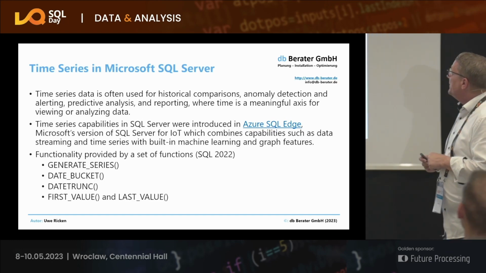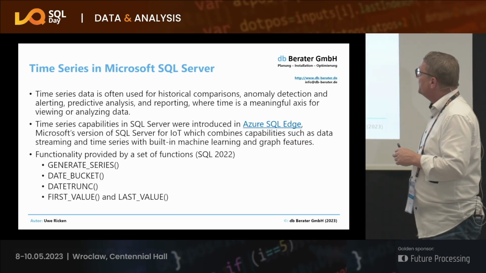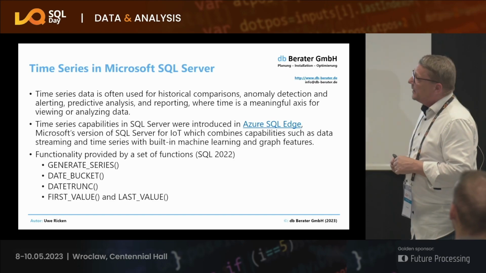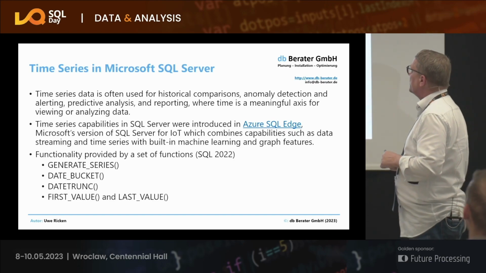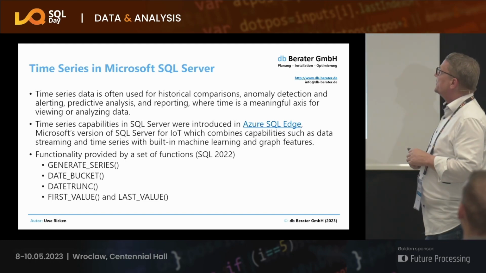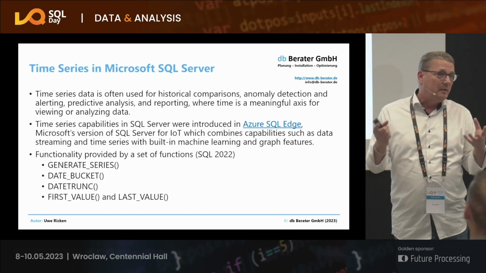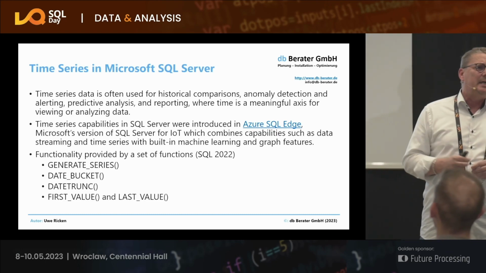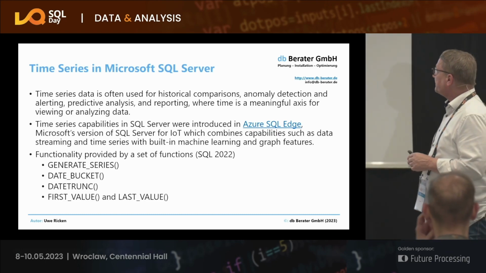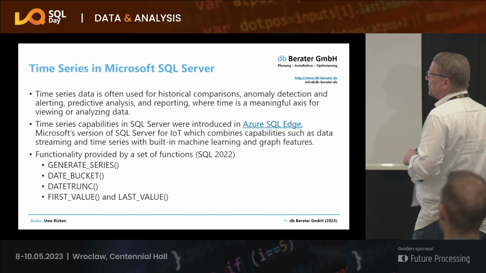However, time series in SQL Server is used normally for historical comparison, anomaly detection and alerting, predictive analysis, reporting, where time is a meaningful axis for viewing and analyzing data. The time series capabilities in SQL Server were introduced first in Azure SQL Edge, Microsoft's version of SQL Server for Internet of Things, because when we are talking about time series, I would say 99% is Internet of Things, such as data streaming, time series, built-in machine learning, and graph features.